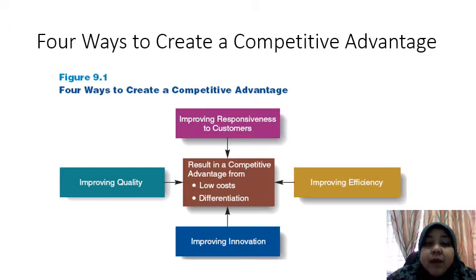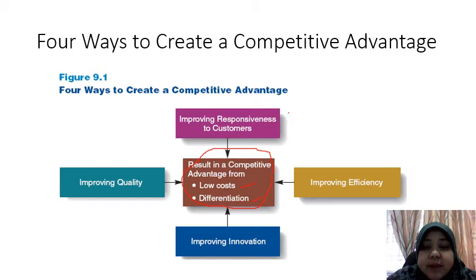So there are 4 ways to create competitive advantage. The first one results in competitive advantage from, for example, low cost and differentiation. For example, alright.